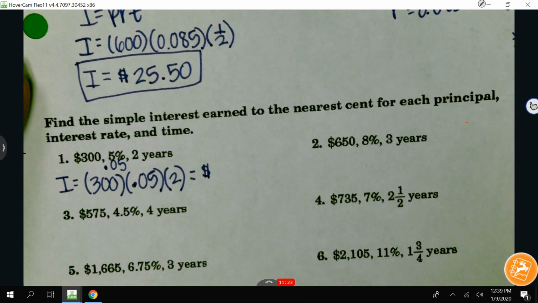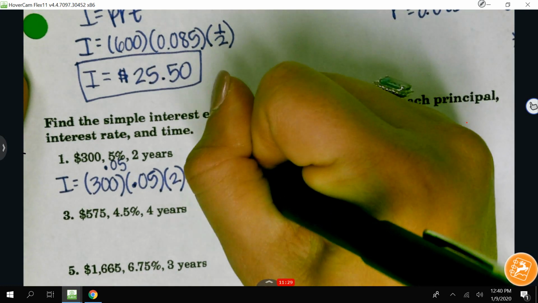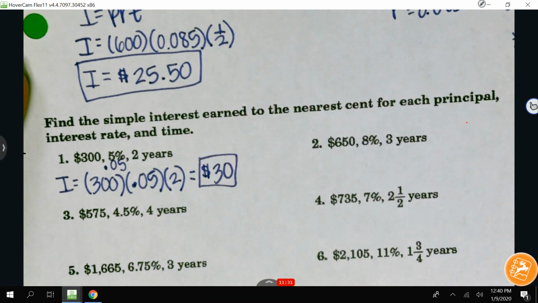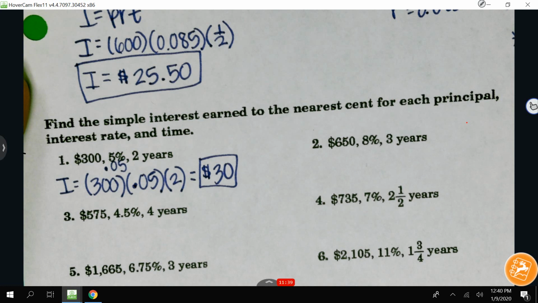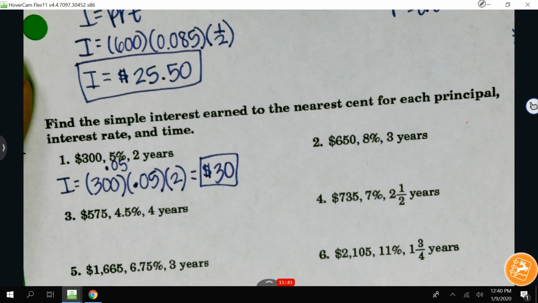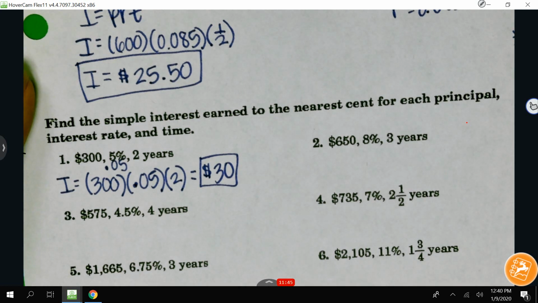Okay. So 300 times 0.05 times 2, what is that? $30. Good? Let's skip down to number 6.